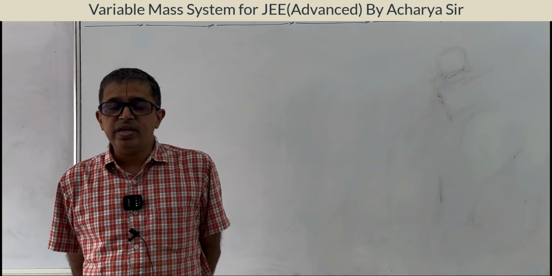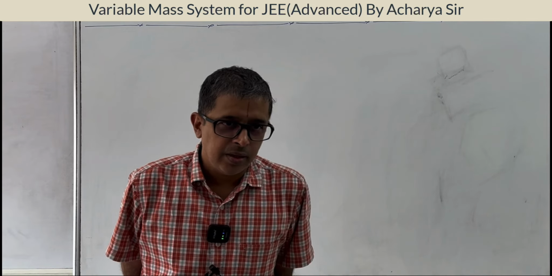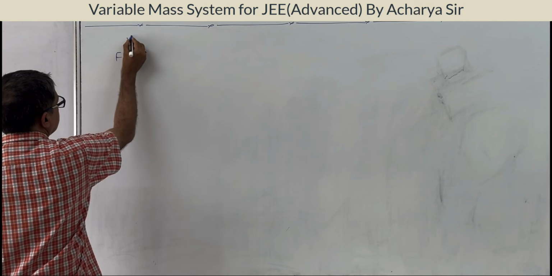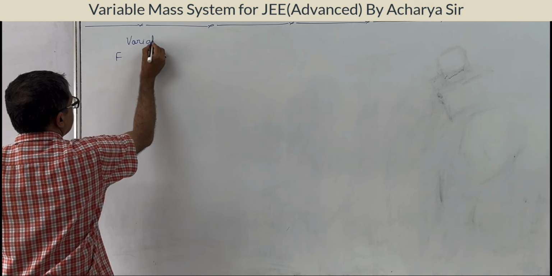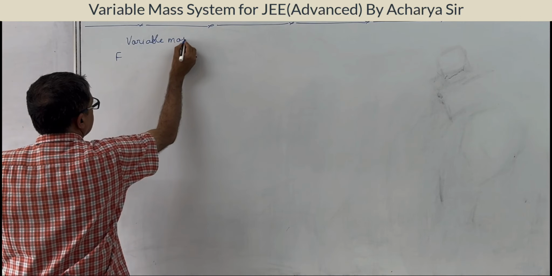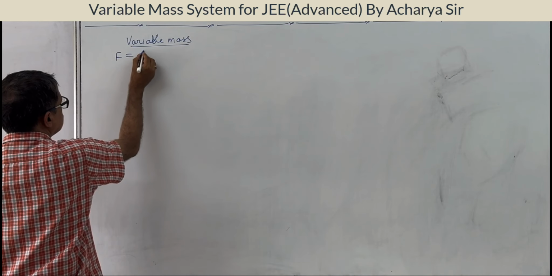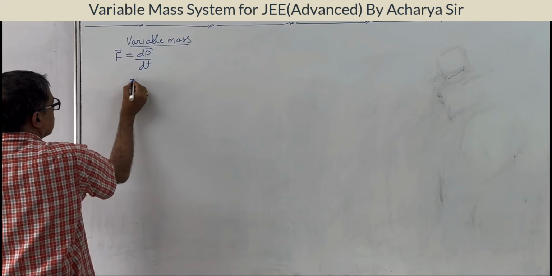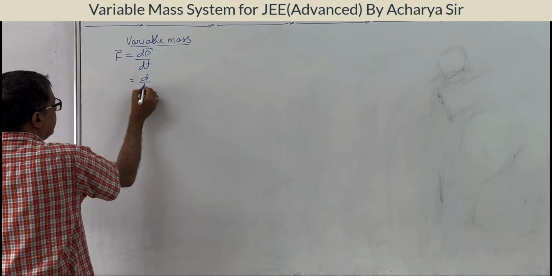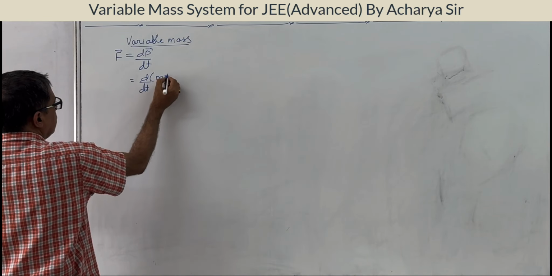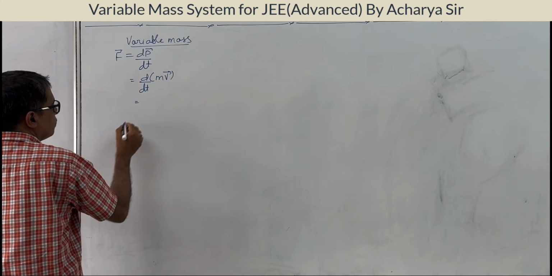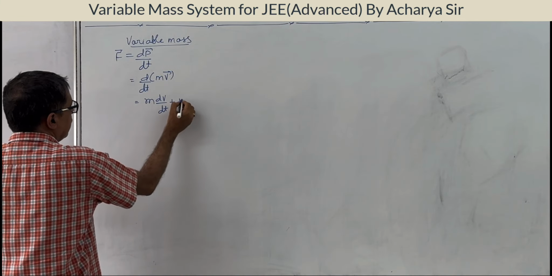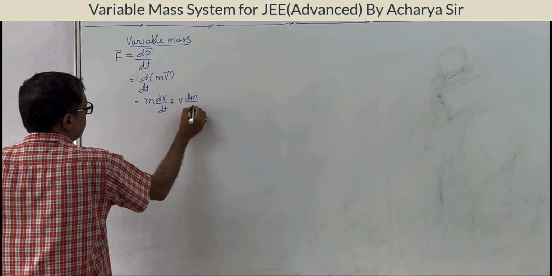We'll be dealing with variable mass. Variable mass basically is a consequence of Newton's second law. d/dt of momentum, which is m into v, becomes m into dv/dt plus v into dm/dt.